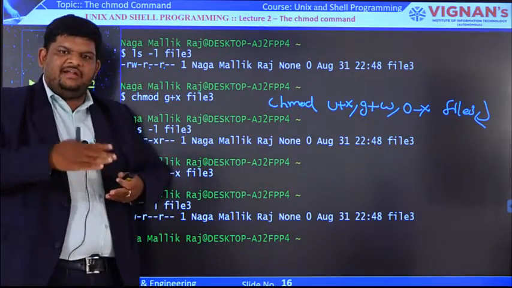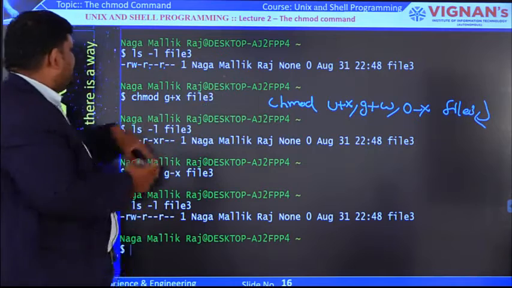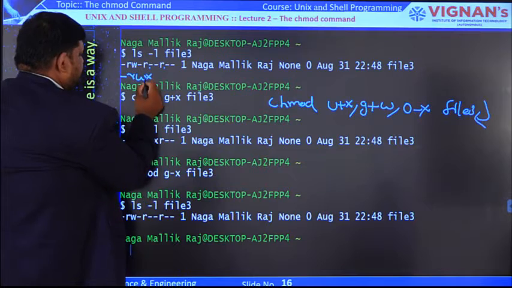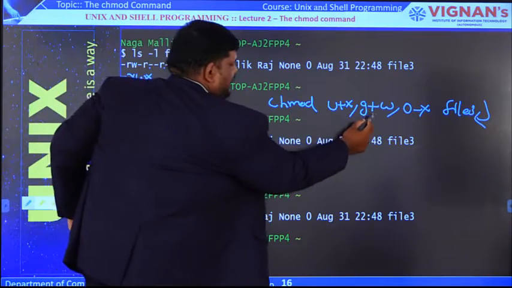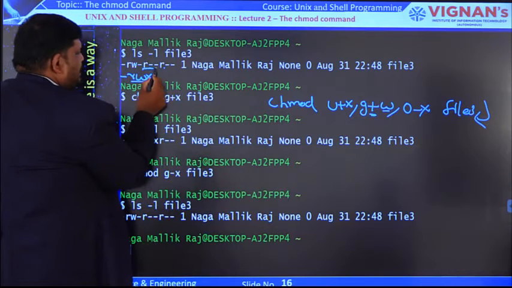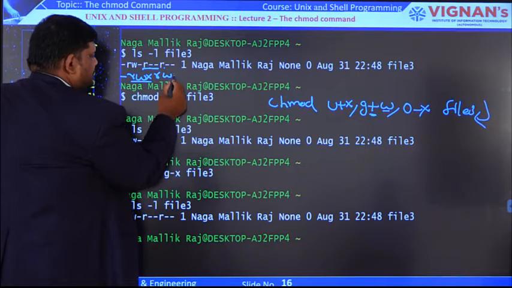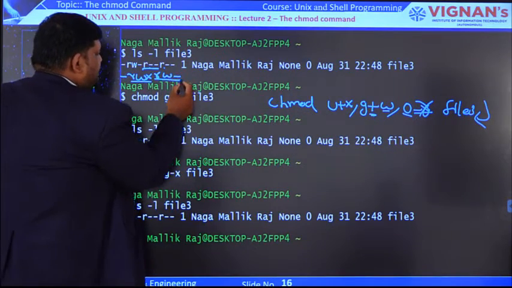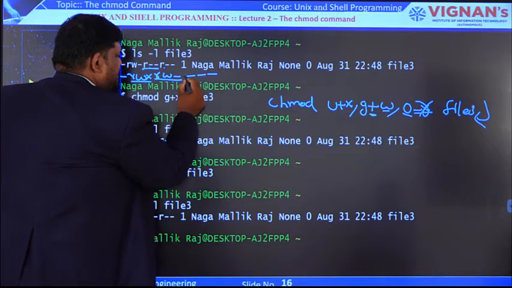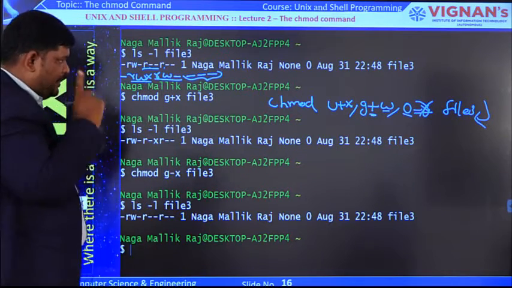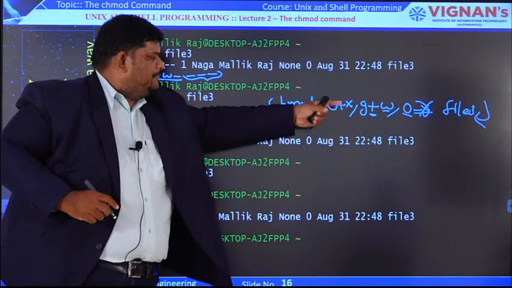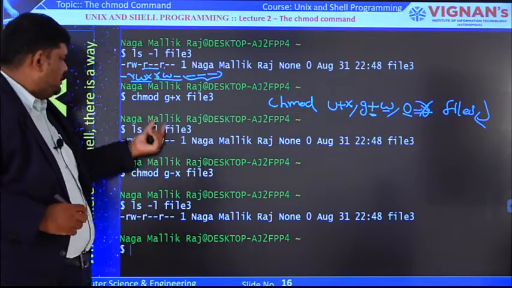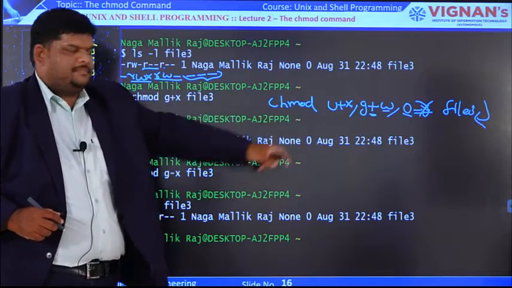So at a time I am adding and changing. Here for user x will come, that means after execution it will be rwx for user. For group we are adding write permission, so previously it was r hyphen, now it will come like this. For others we are removing the read permission, so this will come empty, that means hyphen. In this way, at a time we can alter the permissions for user, group, others, or we can use them alone, or combined.